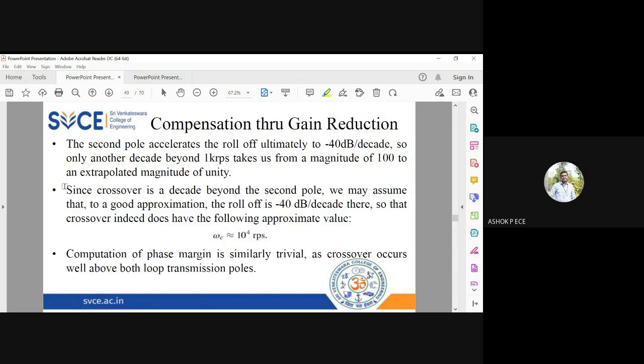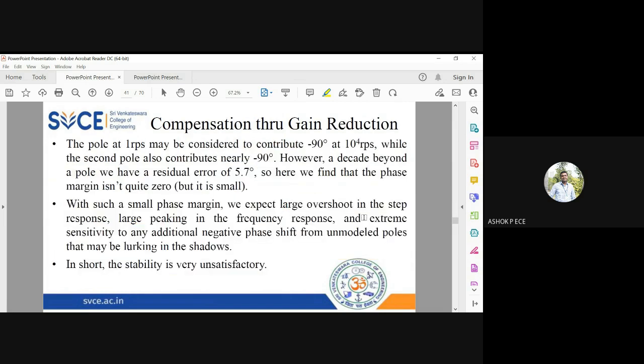The crossover frequency is going to be approximately 10^4 radians per second. The computation of phase margin is also not easy; it is going to be difficult when you have a lot of crossover between the poles. With such a small phase margin, we expect overshoot in the response. If the phase margin is reduced and slowly becomes zero, then the other time domain and frequency domain parameters are going to change. So in short, stability is very unsatisfactory.